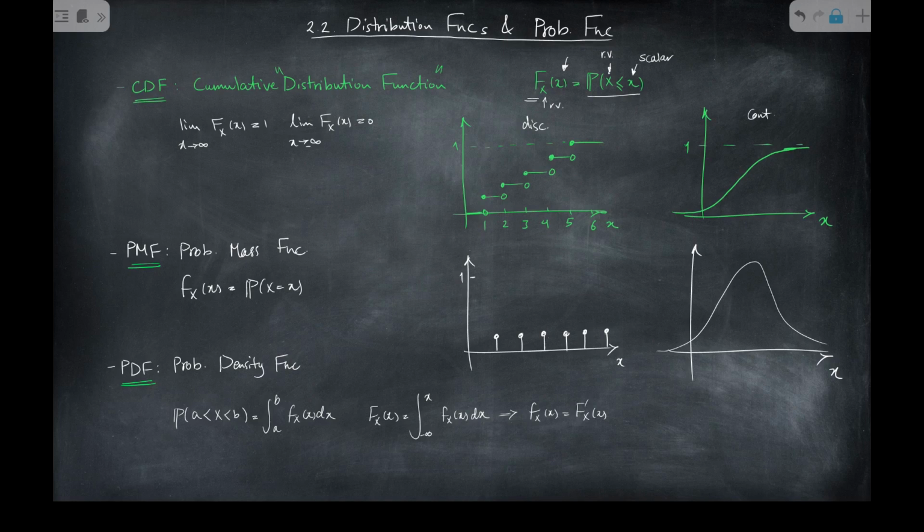Okay, what else? Another property is that this is a non-decreasing function. So here you have an increasing function, or you have a plateau. Again, here you have a plateau, and here you have this jump.